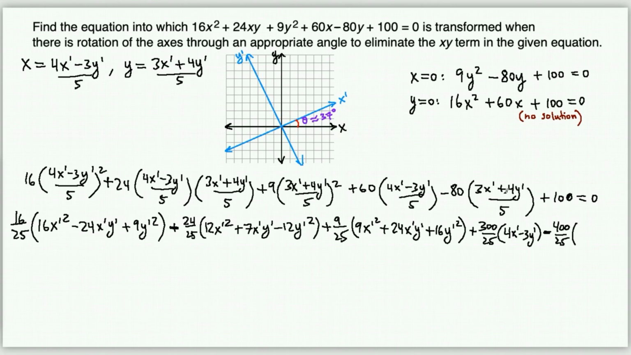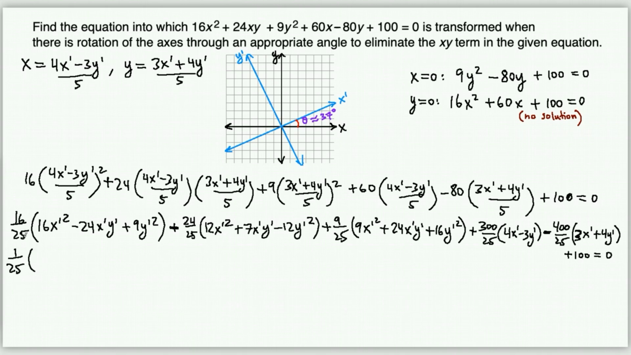And this, just copying this over, 3x prime plus 4y prime plus 100 is equal to 0. Okay, this is long, this is lengthy. But now we're going to just simplify this, right? Notice that we can take the 1 over 25 out.